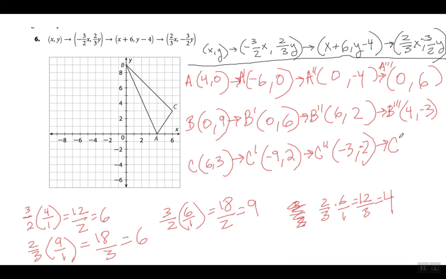Okay, and last one, C triple prime. Negative 3 times 2 over 3. A positive number times a negative number equals a negative number. The 3's cancel out, and you get just 2. Over here, negative 2 times negative 3 over 2. A negative number times that negative number gives you a positive number. The 2's are going to cancel out, and you're just going to be left with positive 3. Okay, those are my coordinates.